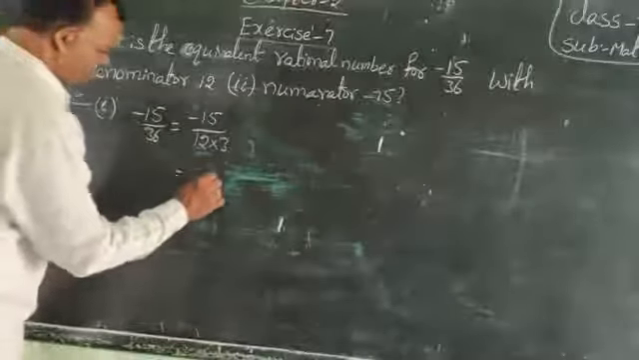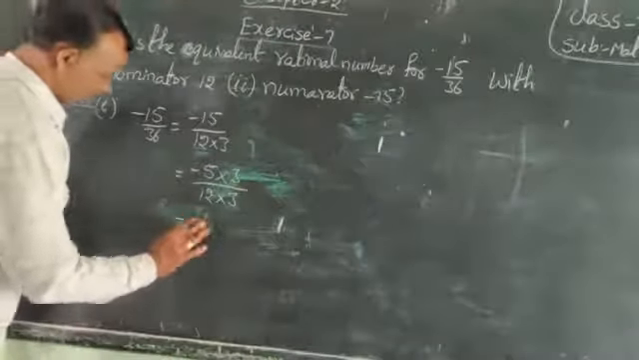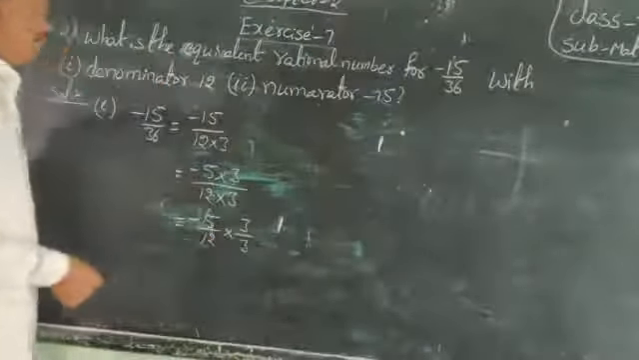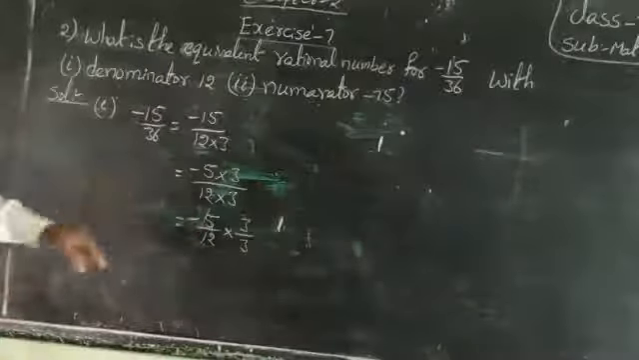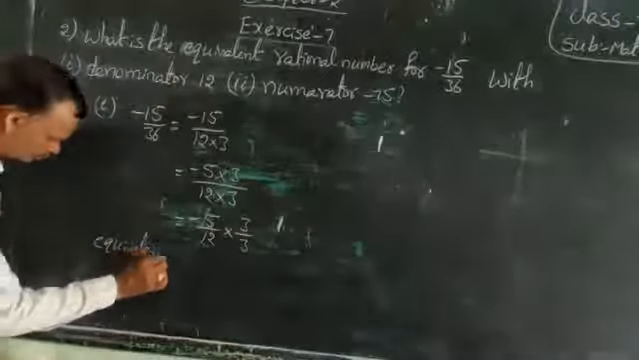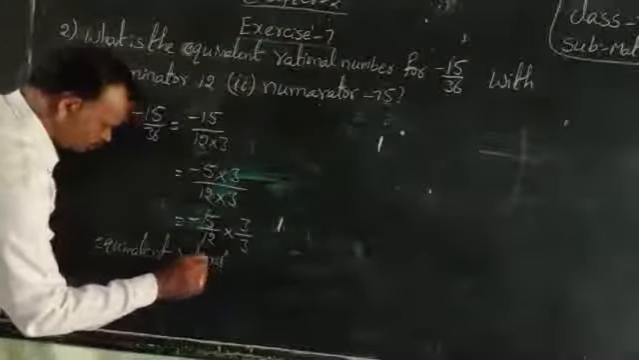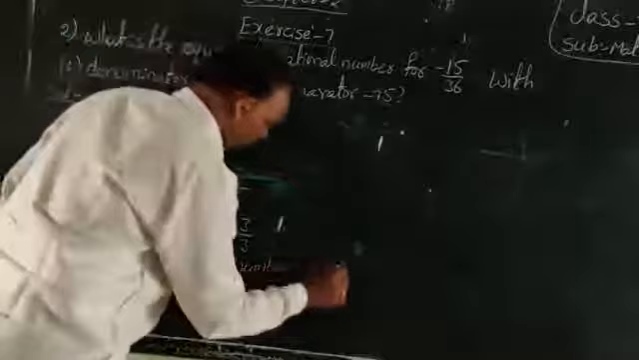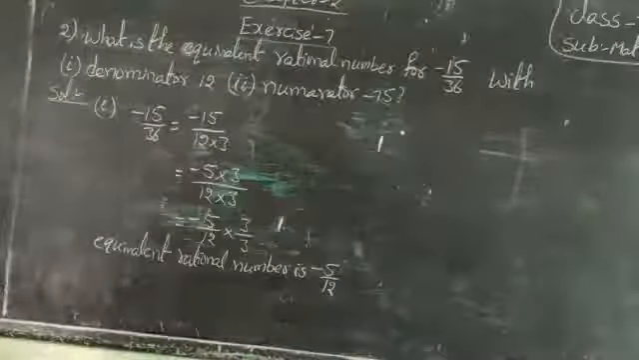So that is equal to minus 5 into 3 by 12 into 3. First value: minus 5 by 12 into 3 by 3, same value. So the equivalent rational number is minus 5 by 12. Minus 5 by 12. The equivalent rational number is minus 5 by 12.